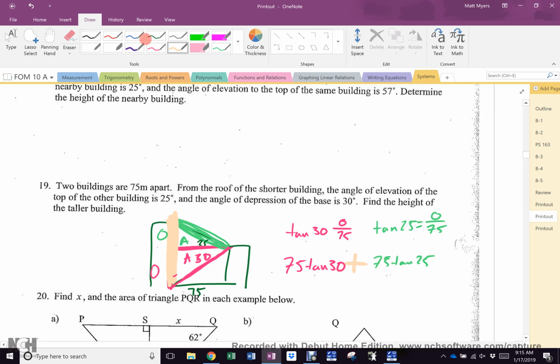Now, to punch that into your calculator, forward calculator, you punch in exactly what you see. Backwards calculator, you reverse it. 30 tan times 75 plus 25 tan times 75 equals. Forward calculator, 75 tan 30 plus 75 tan 25 equals. It's 78? Sounds good to me.